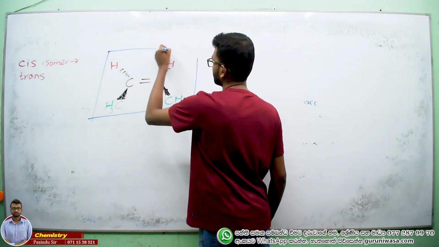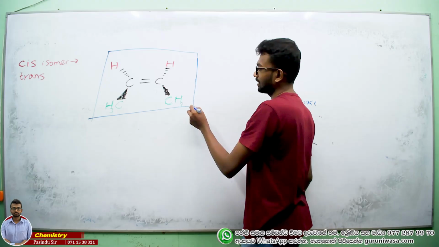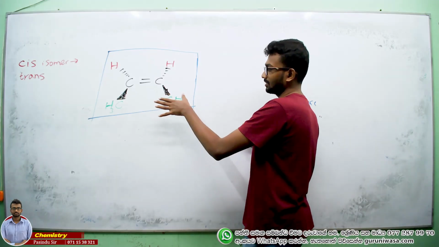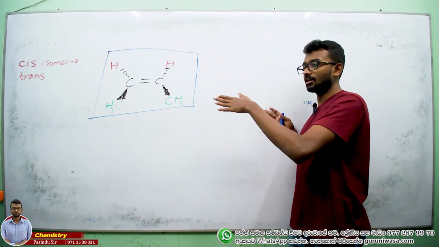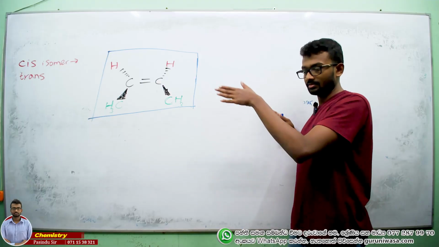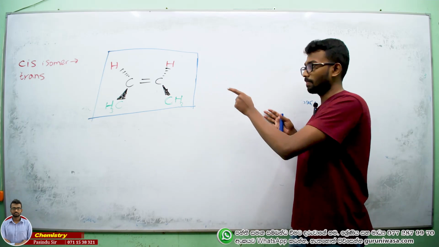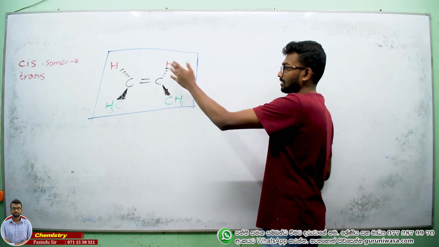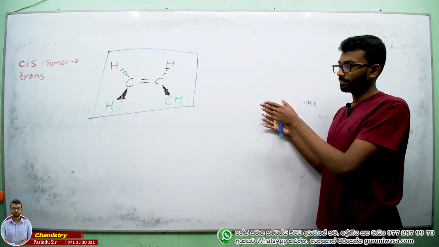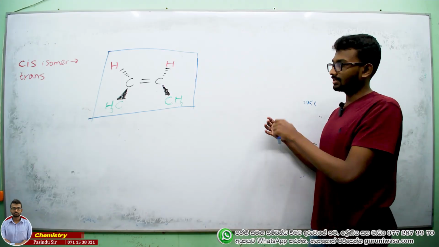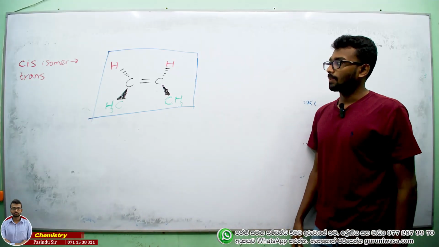Carbon atoms are placed on this plane. So the CH3 and CH3 groups come a little bit to the front, right? This way. But the hydrogen atoms move backward, right?